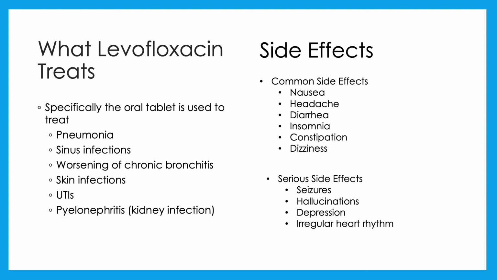Specifically, what levofloxacin treats using the oral tablet is pneumonia, sinus infections, worsening of chronic bronchitis, skin infections, urinary tract infections, and pyelonephritis, which is a specific kind of kidney infection. The side effects that levofloxacin can cause in certain people include nausea, headache, diarrhea, insomnia, constipation, and dizziness. There are also more serious side effects: seizures, hallucinations, depression, and irregular heart rhythm. Of course, there are many other side effects, as with many kinds of drugs, but these were the most apparent ones. The FDA has given several serious warnings about possibly dangerous effects: tendon rupture or inflammation, nerve damage, and central nervous system effects.